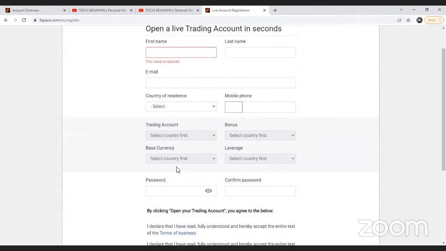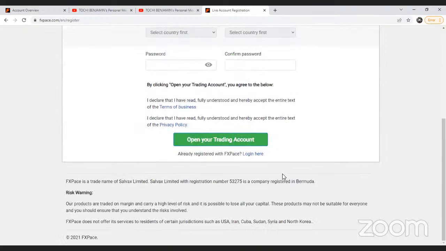Then create a password. If you are doing it for the first time, you see something like a passcode. Please, it's not a passcode, it's not needed. Just come here and create a password you can remember to use to access your back office. Create a password, confirm your password, then open your trading account. An email will be sent to you containing your password, your trading account number, and your trading server.